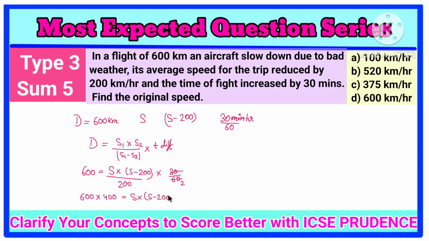Now as usual, you will not solve. Check the options. Before that, you can see here 600 and here we have 600 minus 200. So directly if you compare, you can say that s is equal to 600, or you just go through the options. If you take this 600, then this will be 600 minus 200, that is 400. So left hand side is equal to right hand side. So speed is 600 km/h. That is our final answer.